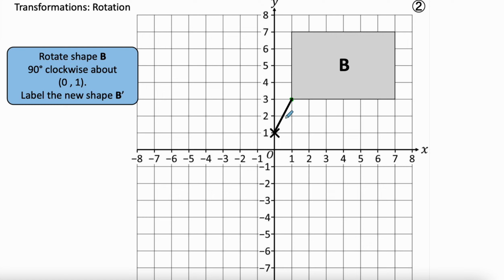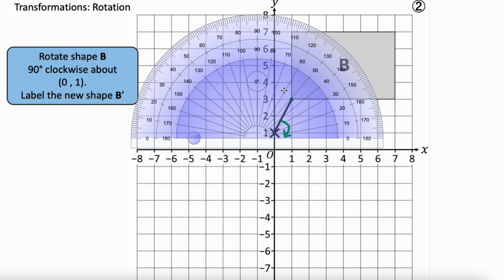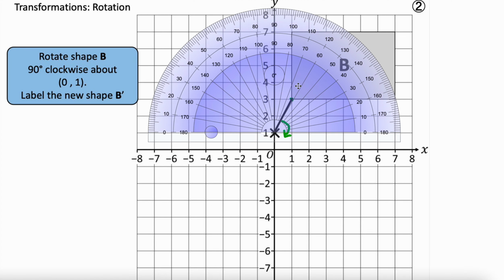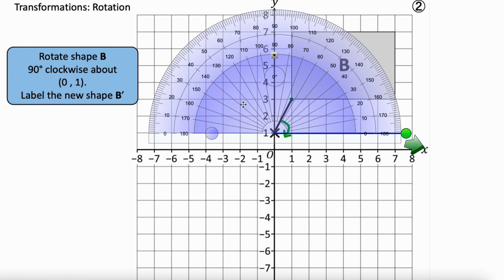Obviously, because it's clockwise, we should go this direction. So we will measure 90 degrees this direction. So we will take our protractor now, and we will place the center of the protractor exactly at the position where the center of rotation is.